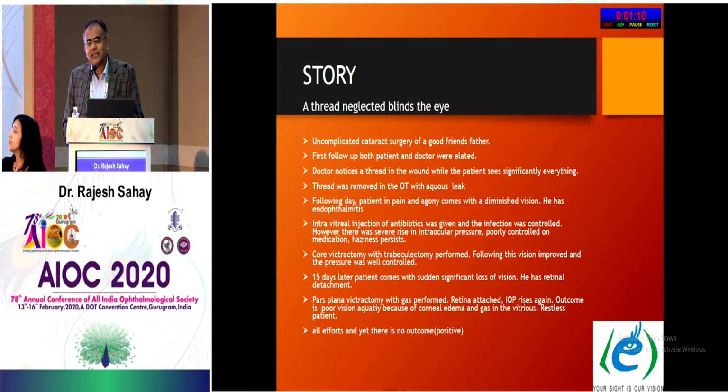Now with medications and everything, after the gas bubble has become smaller, pressure is coming down, but still the cornea is not very good, actually, one must say. And we are waiting for the cornea to clear. But ultimately, we may have to do some endothelial graft to this patient as well.